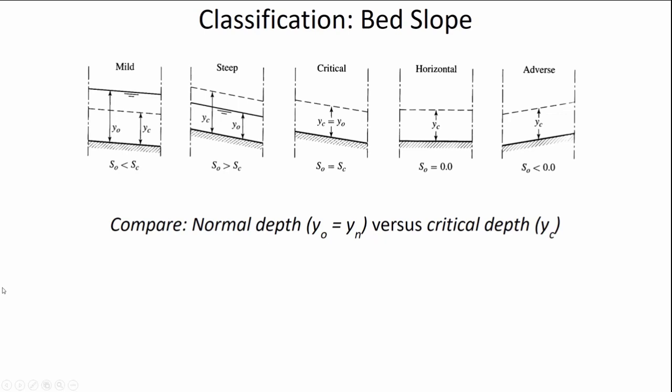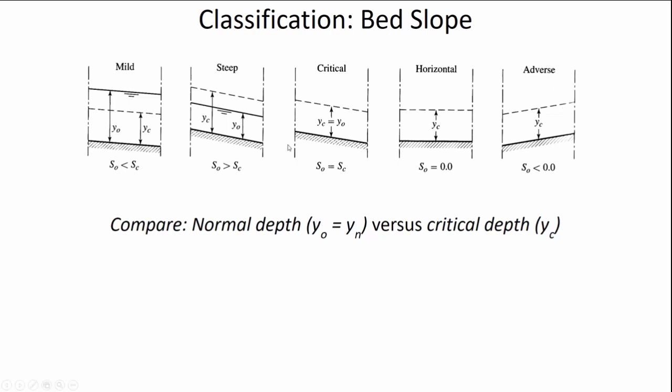And it also helps you to predict as you continue in a certain direction whether it's going to be getting deeper or shallower. So a mild slope is any time the normal depth is greater than the critical depth. And steep is the reverse of that. When you have the normal depth less than the critical depth, that's indication of steep. Of course, critical is when they're equal. Horizontal is when there's no slope. And then here's an adverse slope where the water is forced to flow uphill briefly.